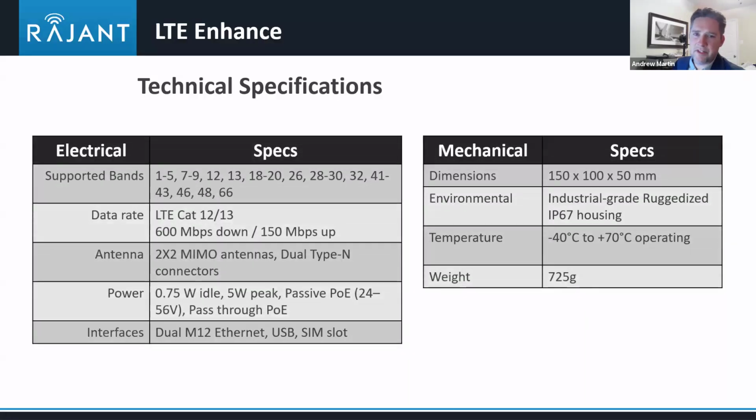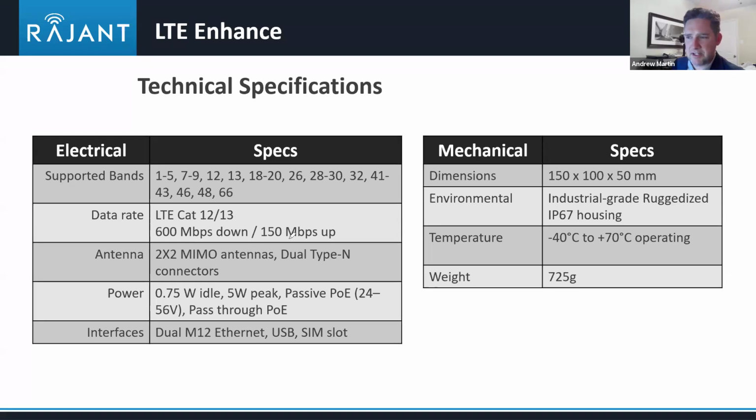And then here, it's a quick snapshot of some of the technical highlights. You can also download a full list of the specs from our website. We do have that posted now. At the top there, you can see some of the supported bands. It's a fairly inclusive list. The data rates, you can see it's Cat 12 for the downlink, Cat 13 for the uplink. That Cat 13 will give up to 150 megabits per second.